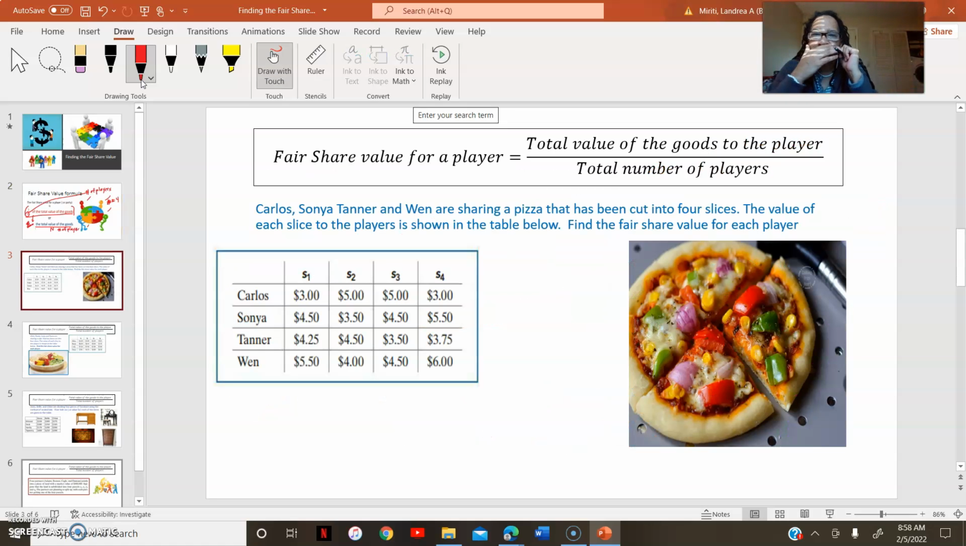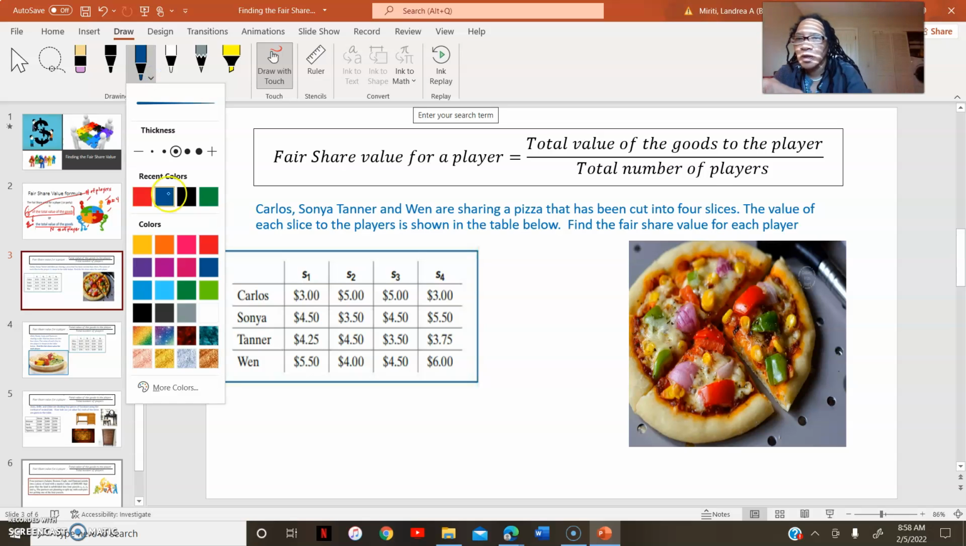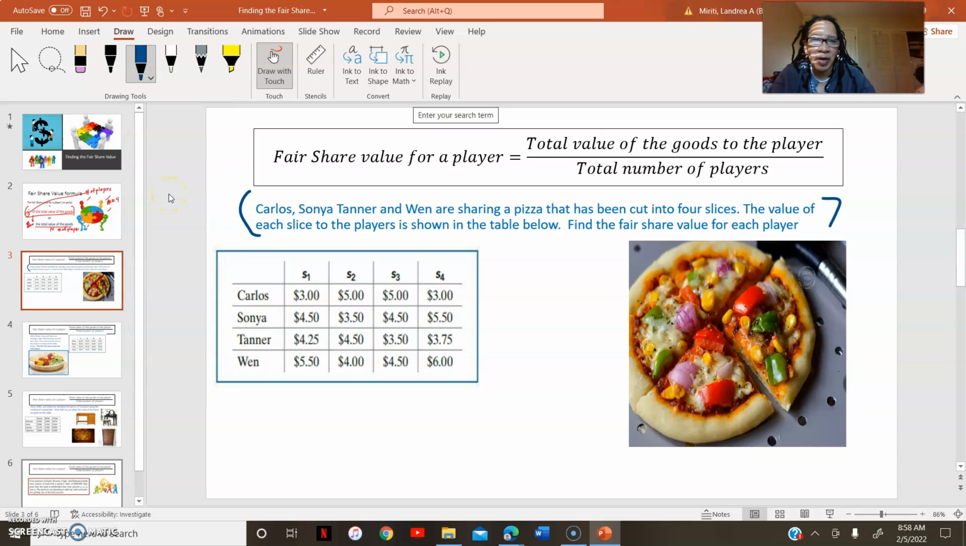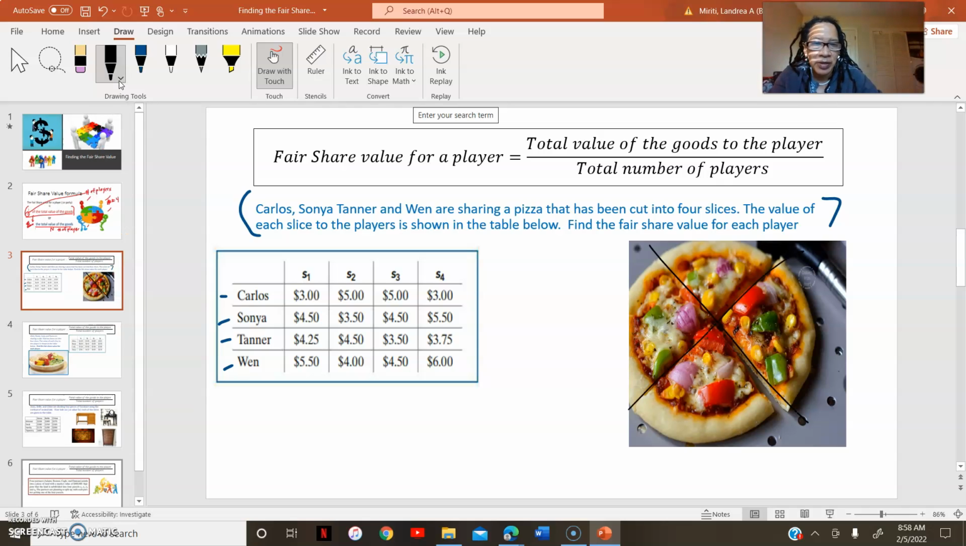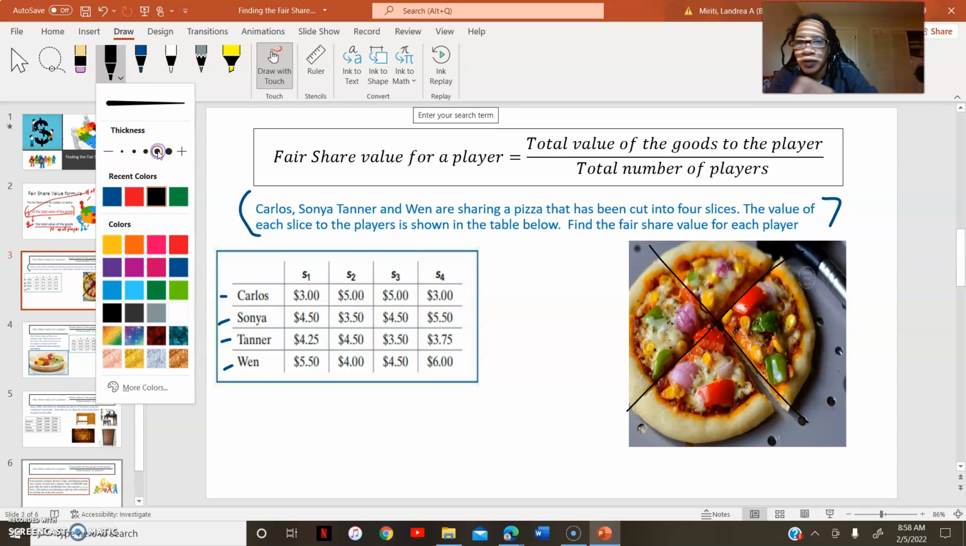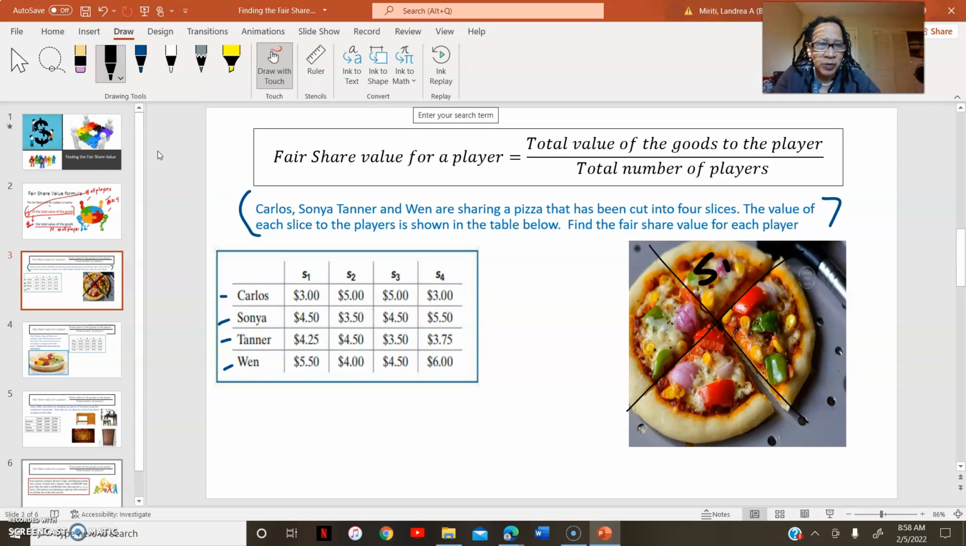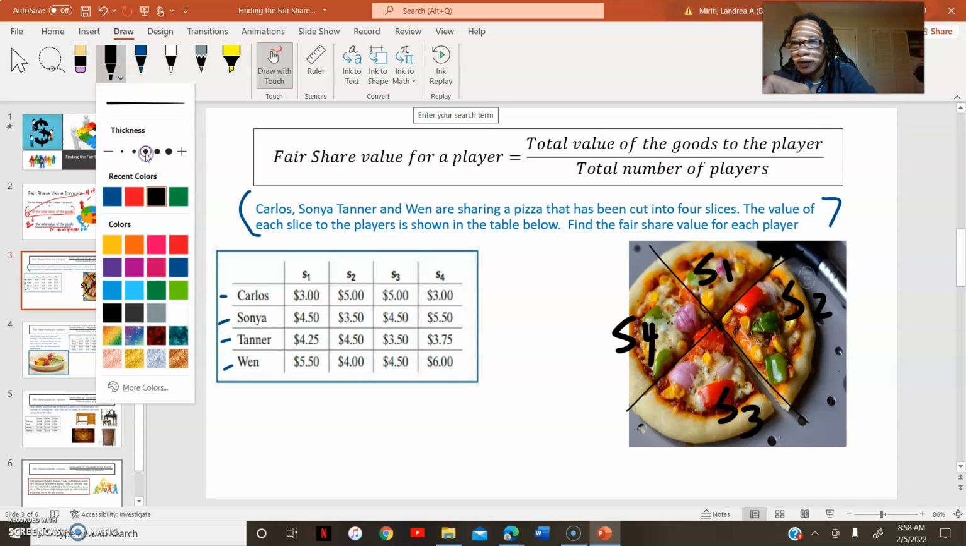So let's look at an example of a sharing situation. Take a few minutes and read in the blue font what's going on with this problem. Look at the players that we have here. It seems like it's Carlos, Sonia, Tanner, and Ren. They're sharing a pizza, and we can tell from the reading there that the pizza has been divided into 4 pieces. Let's just call them S1, S2, S3, S4, right? And they have identified in the chart their values for each of these pieces.